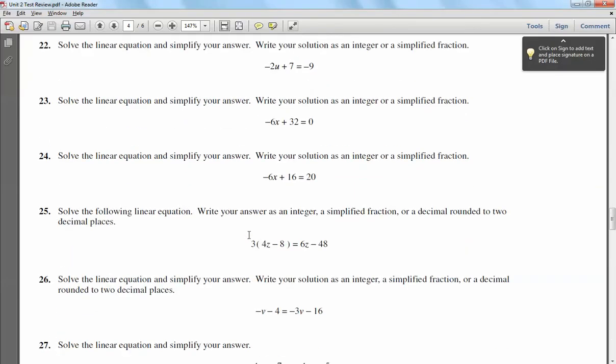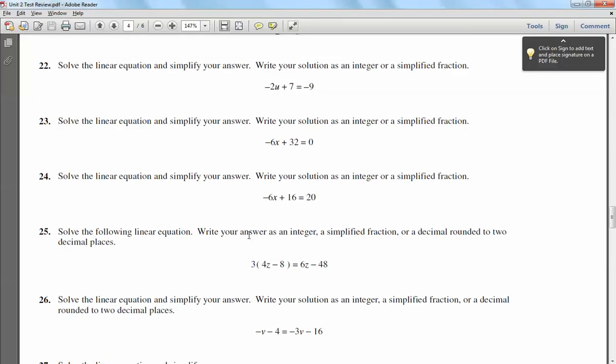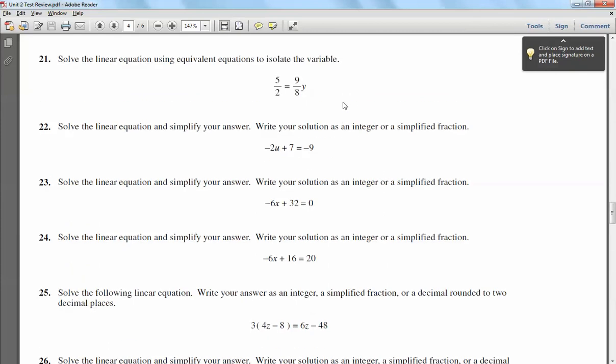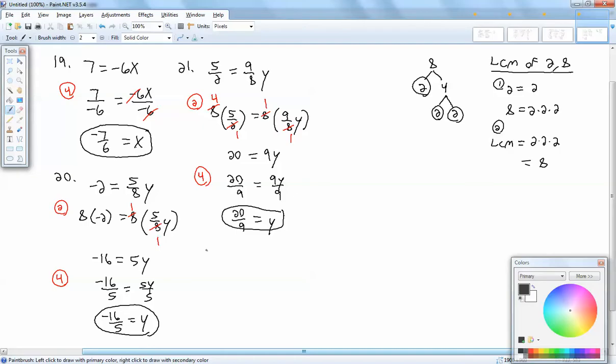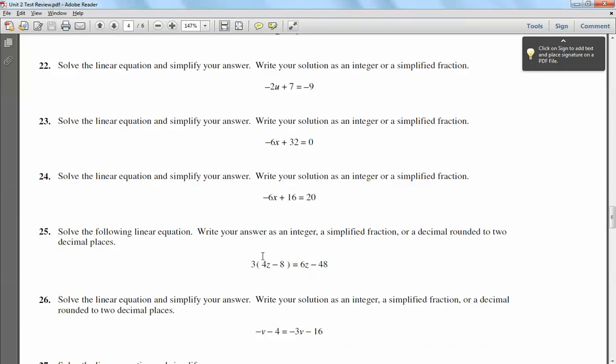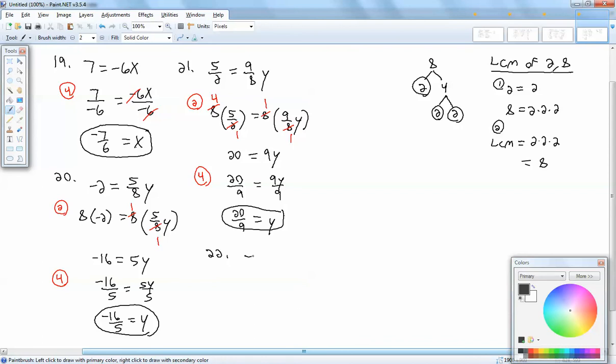Okay, let's take a look at what's different about these. Solve the linear equation, simplify your answer. Oh, I'm not even looking at the directions. We're solving still. Negative 2u plus 7 equals negative 9.